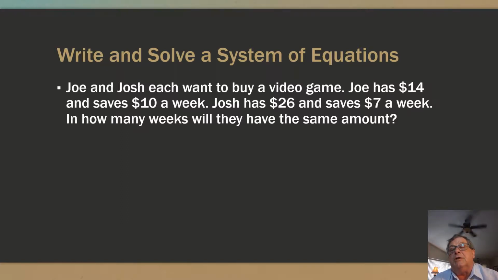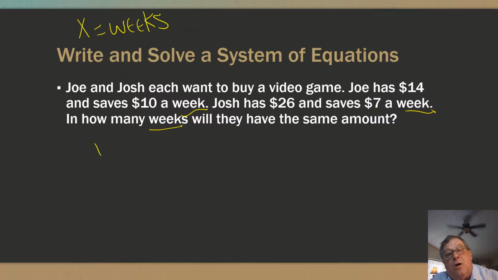Well, let's see. Let's look at Joe. Joe's got 14 and he saves 10 a week. Josh is saving 7 a week. And we're asking about how many weeks. And so let's set our variable x equals weeks. All right, so let's see. I think we can write a couple of equations that's going to get us here.